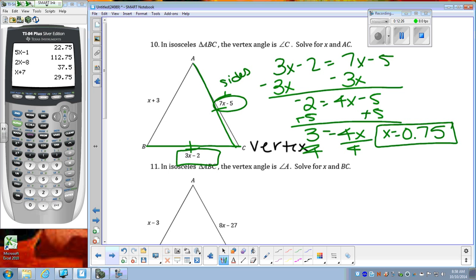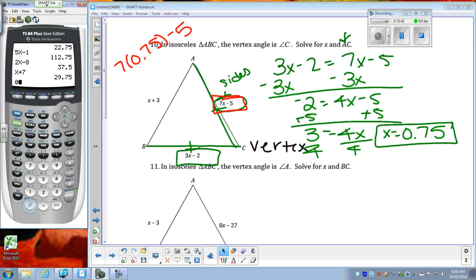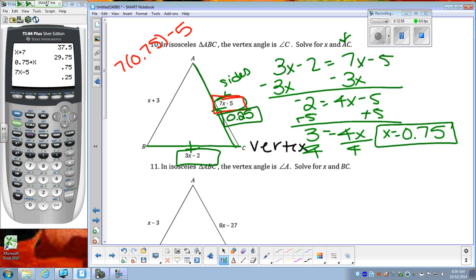However, I'm not done yet because it's also asking me to look for AC. So for AC, I need to come over and plug x in to 7x minus 5. And again, I'm going to use my calculator and use my store button. 0.75 store x, and then 7x minus 5. I get 0.25 for AC. So there's my answer.